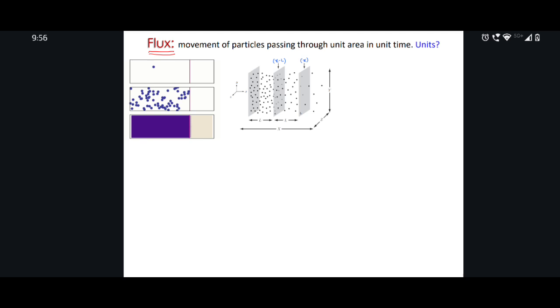Now, what we are going to talk about is something known as flux. This is a new word that I'm talking about. By definition, it's a simple thing to think about. We are going to talk of movement of particles per unit area, per unit time.